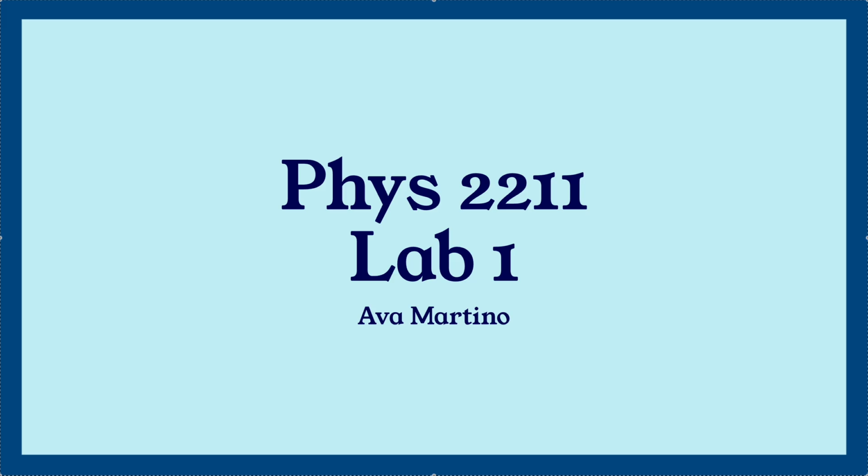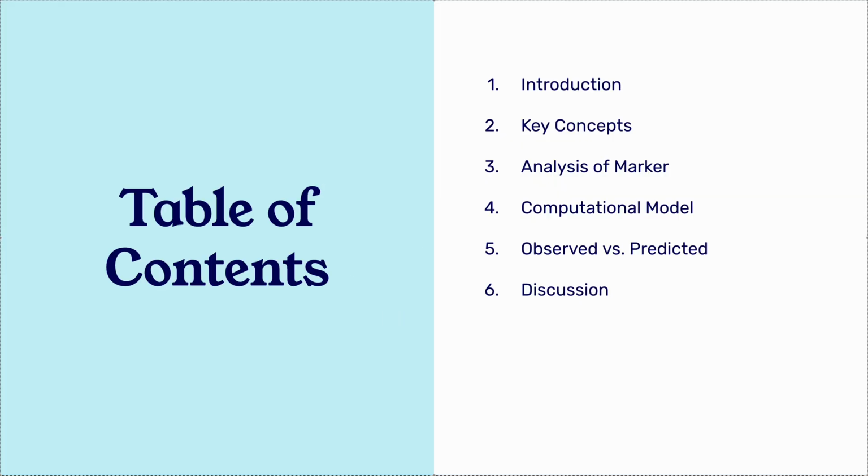My name is Ava Martina, and I will be presenting on Lab 1 of Physics 2211. In the introduction, I'll outline the purpose of the lab and introduce some key concepts used during the experiment. I will analyze the marker's motion and create a computational model in GlowScript based on the data we collected and compare both data. Finally, I will address the questions, what if and what does it mean in the discussion portion.